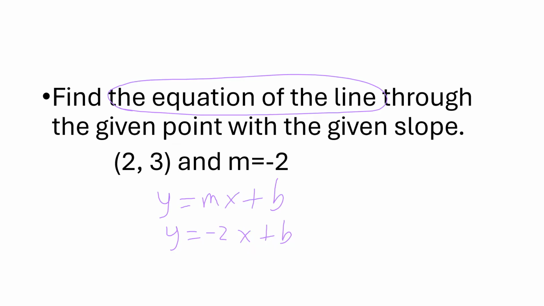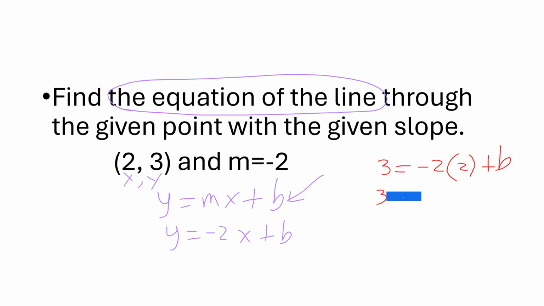Now, this b is my y-intercept, but I don't know it, so I need to find it. To find it, I'm going to replace the x and y with the numbers x and y, 2 and 3. So I'm going to have y, which is 3, equals -2, which is my slope, the m, times x, which is 2, plus b.